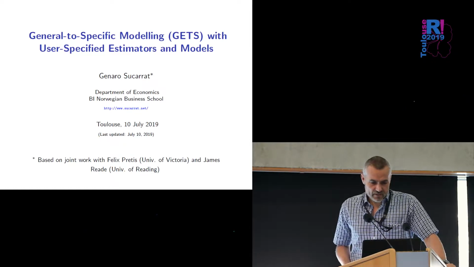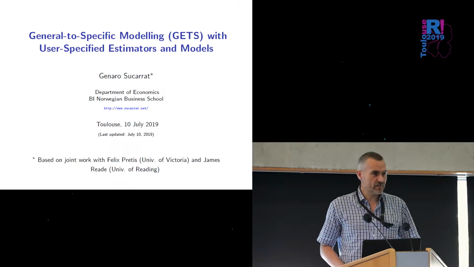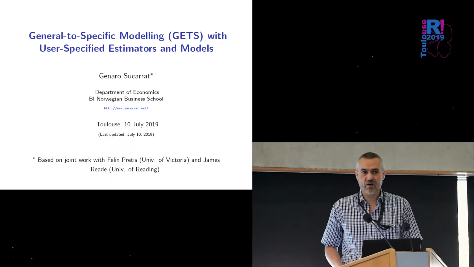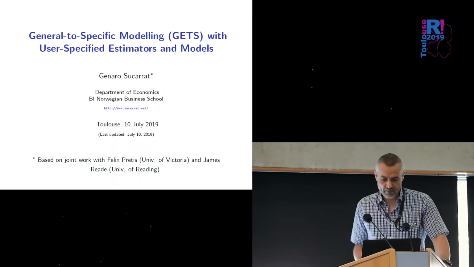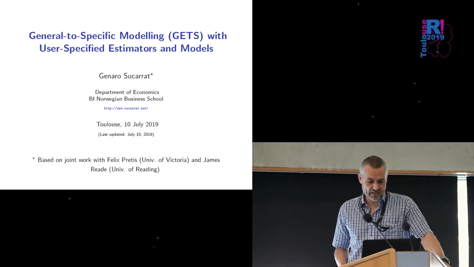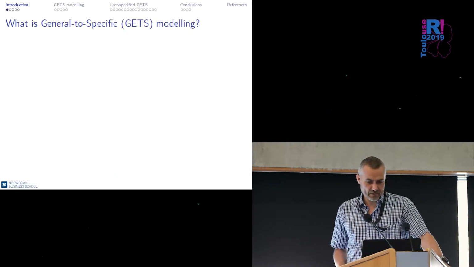So this talk is about general to specific modeling with user-specified estimators and models. This is a feature or utility we provide in an R package called Gets, which is on the CRAN. This is a package I have developed together with Felix Prittis at University of Victoria and James Reed at the University of Reading. So what is general to specific modeling?